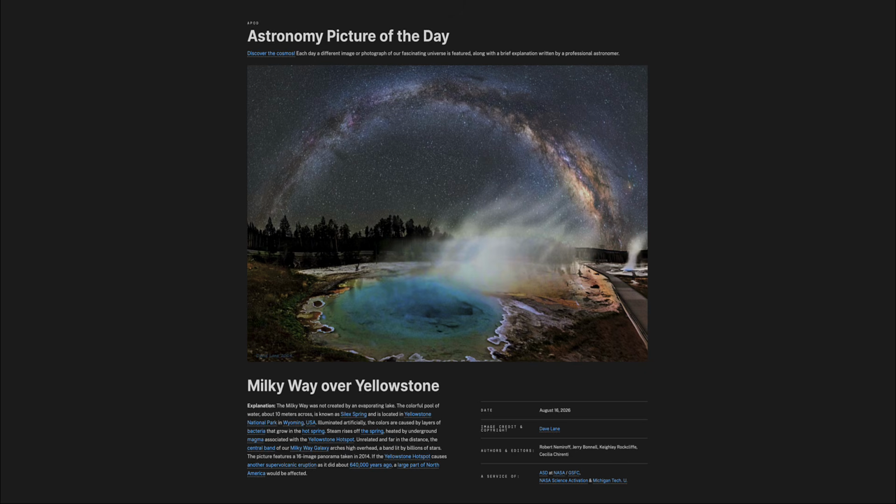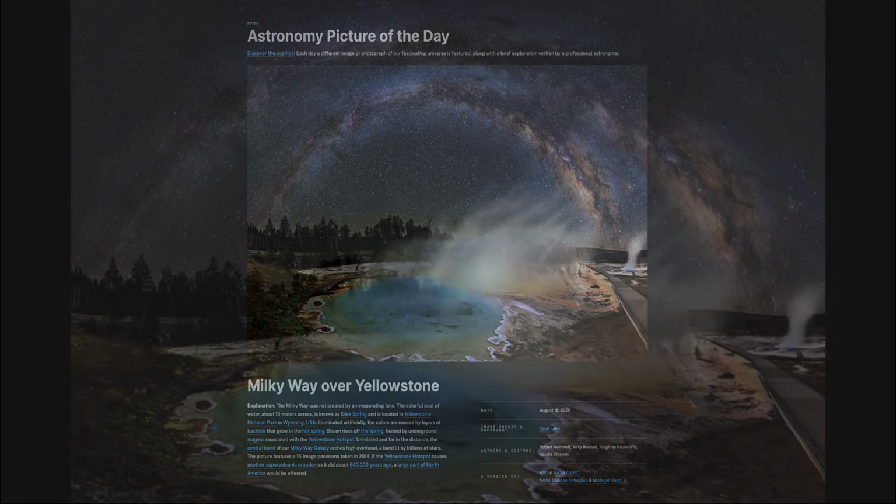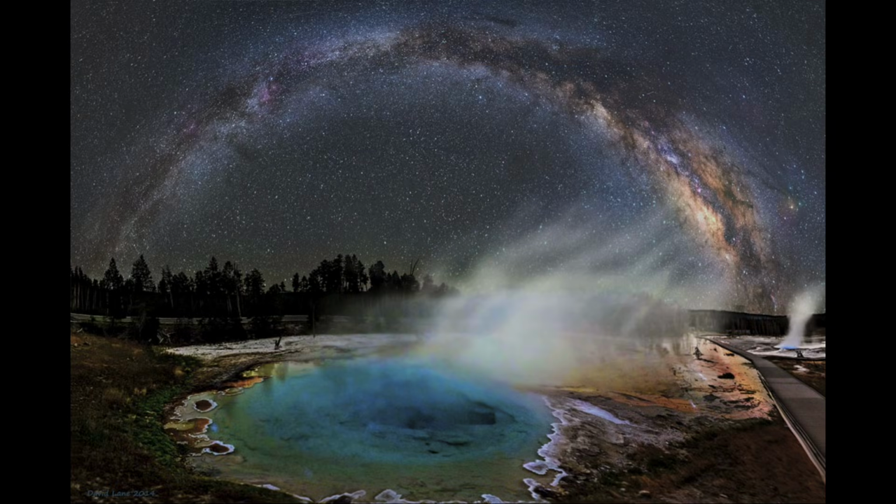Today's picture is titled Milky Way over Yellowstone. So what do we see here? Well, in the foreground we see the pool of water known as Silex Spring, part of Yellowstone National Park, and we can see the various colorings there caused by bacterial growth within the hot spring. The hot spring itself is heated from inside, from the earth itself. So this region is a hot spot where magma down below heats up the regions, giving rise to things like the hot springs that we see here, and we can see the steam going off of it.